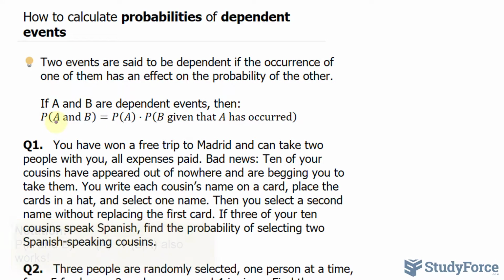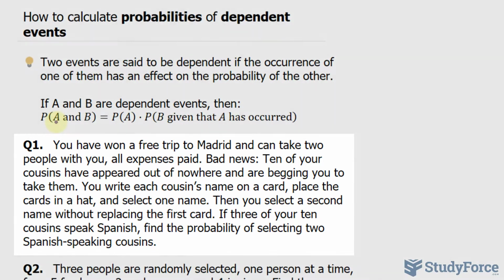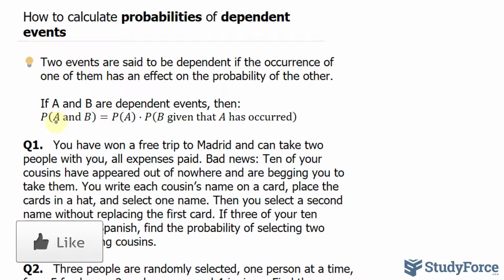The first question reads, you have won a free trip to Madrid and can take 2 people with you, all expenses paid. Bad news, 10 of your cousins have appeared out of nowhere and are begging you to take them. You write each cousin's name on a card, place the card in a hat and select the name. Then you select a second name without replacing the first card. If 3 of the 10 cousins speak Spanish, find the probability of selecting 2 Spanish-speaking cousins.